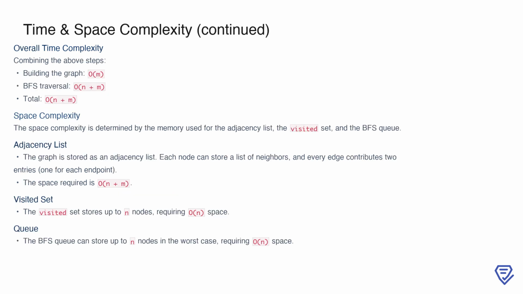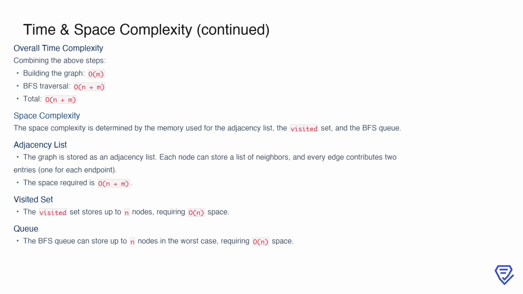Now that we've calculated the time complexity, let's look at the space complexity of the algorithm. The memory usage primarily comes from three components: the adjacency list, the visited set, and the BFS queue. First, for the adjacency list, each node stores a list of its neighbors, and since each edge contributes two entries, one for each endpoint, the total space required for the adjacency list is O(n + m). Next, the visited set is used to track which nodes have already been explored. In the worst case, all n nodes could be visited, so the set requires O(n) space.